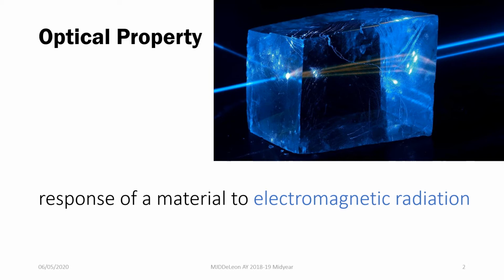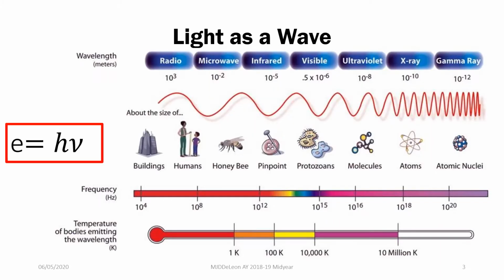Yung pinaka-common na form ng electromagnetic radiation na meron tayo, well, it's light. So we can treat light as two things. First, we can treat light as a wave. So when we treat light as a wave, the energy of light, E, would be proportional to its frequency. Pag mas mataas yung frequency nung electromagnetic radiation natin, or what we commonly call as light, mas mataas yung energy niya. So it is proportional to constant H here. This is your Planck's constant.